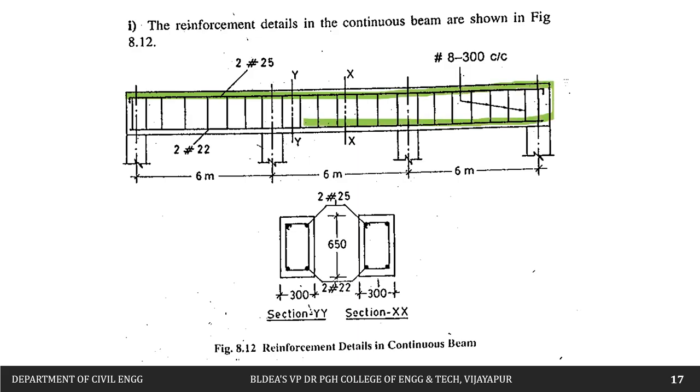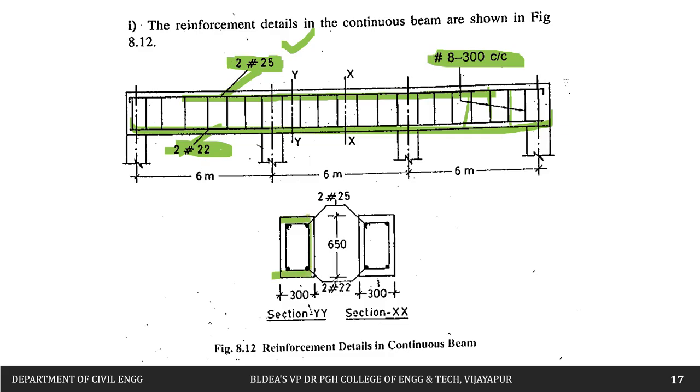At the end, we have to draw the longitudinal section of the beam as well as the cross section of the beam. If you draw the longitudinal section, we have calculated the reinforcement provided at the support, that is top reinforcement, negative reinforcement. Therefore, we have two bars of 25 mm dia. Then at the bottom, we can use two bars of 25 mm dia itself. Then regarding the stirrups, we have two legged 8 mm dia at 300 mm center to center.